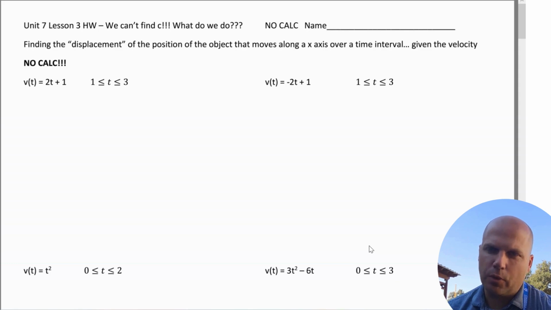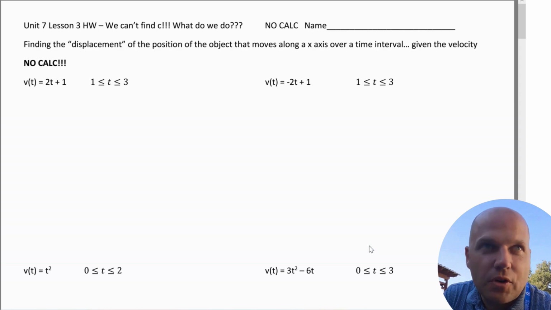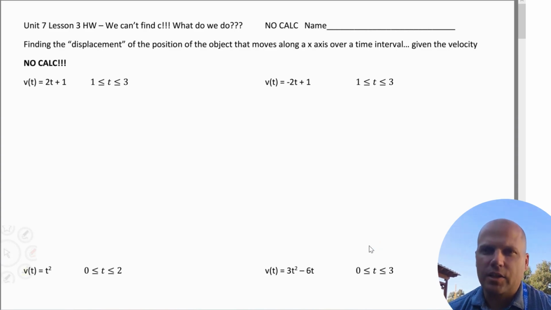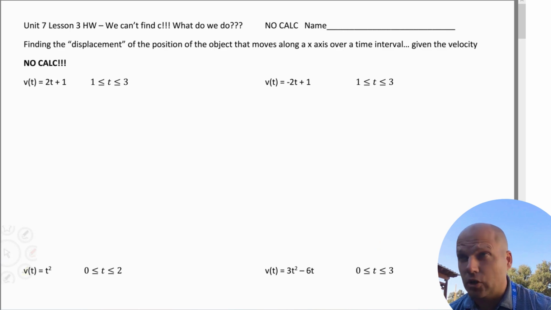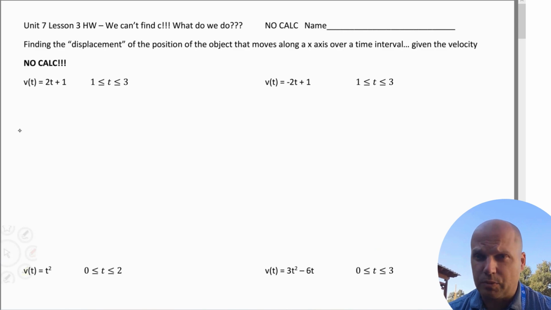This lesson's really important. And I'm actually okay if you don't understand how important it is right now, just right now, because there's so much more meaning to finding the displacement of the position if you are just given the velocity. You don't have any initial positions.